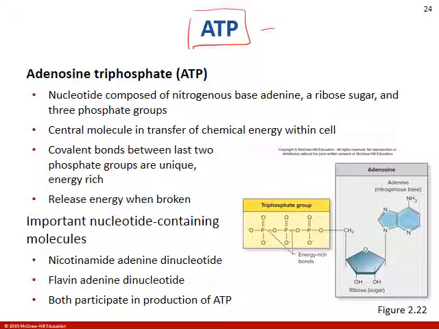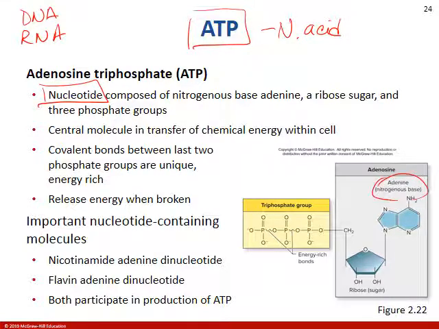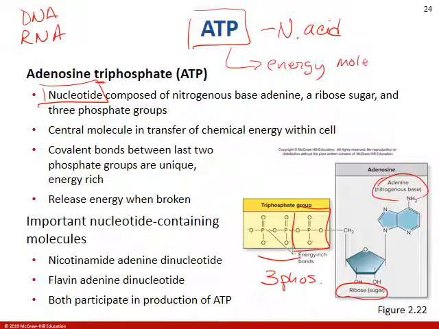ATP is the third nucleic acid we're going to talk about. So remember, we already talked about DNA and RNA. ATP is also a nucleic acid. It's composed of nucleotide. It has a nitrogenous base, it has a sugar backbone, and it has 3 phosphates. If you remember, nucleotides that we saw previously only had 1. So ATP is adenosine triphosphate. This is a really important energy molecule for the body.